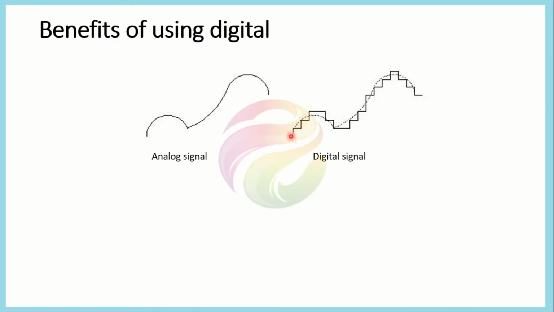Say the difference between 0 and 1 is 1, and then between 1 and 2 is also 1. So the distance between any two points remains the same. In this way we will read any digital signal.